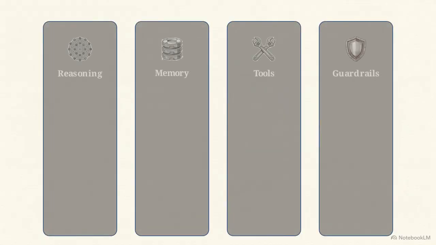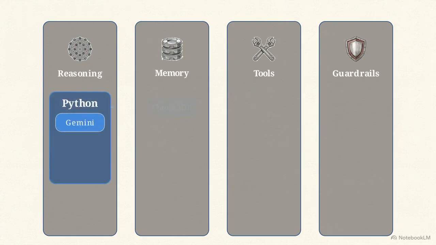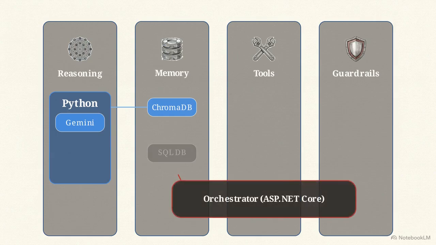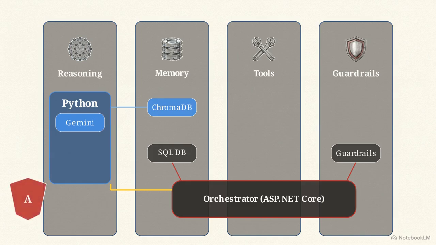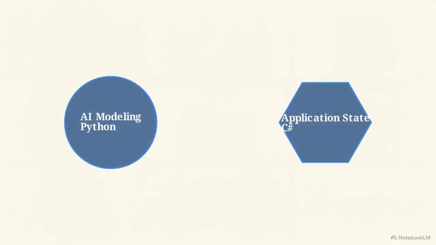An autonomous AI agent relies on 4 pillars. The Python brain stack handles Gemini reasoning and ChromaDB memory. The ASP.NET Core orchestrator manages the execution loop, guardrails, and SQL database state. The Angular frontend gives a real-time window into the agent's perception and action cycles. Splitting the workload across different languages utilizes the strengths of each. We use Python's ecosystem for AI modeling and C# for managing the application state.